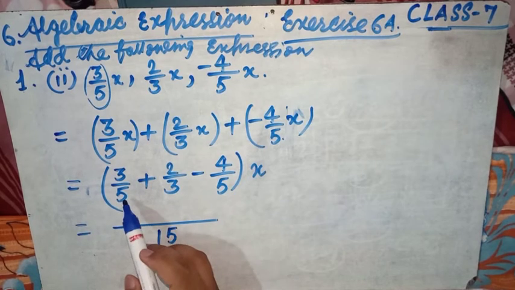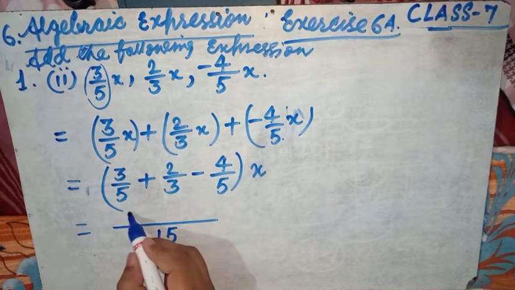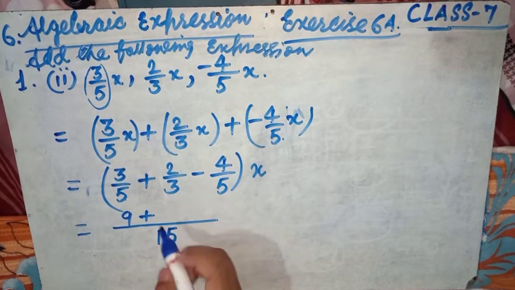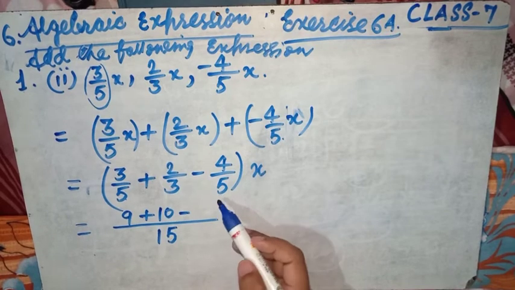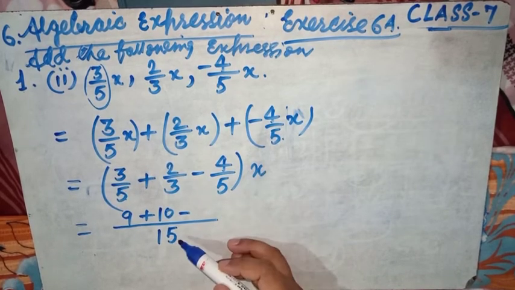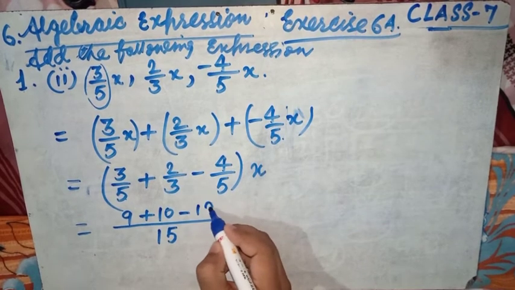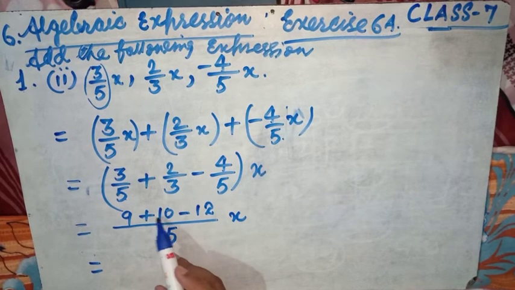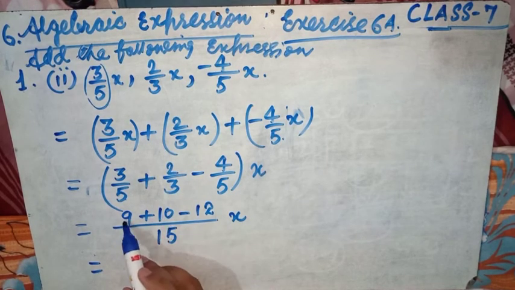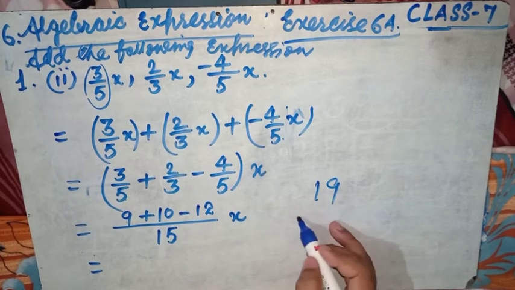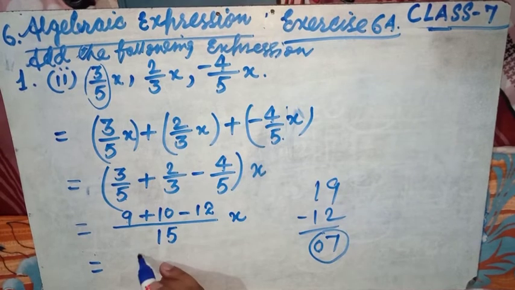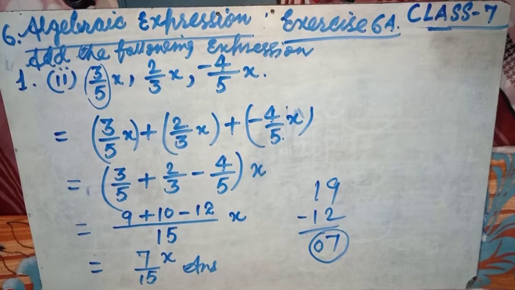Now divide this LCM by this one, 3, multiply by 3, 3 threes are 9, plus divide this LCM by 3, 3 fives are 15, 5 multiply by 2, 10, minus divide this 15 by 5, 5 threes are 15, 3 multiply by 4, this is 4 threes are 12, and this is x. Now these two numbers are plus, 10 plus 9, 19, and this is minus 12. Subtract 19 minus 12, this is 7, and this is x. That means here is the 7, here is the x, and 15. So this is your final answer. I hope you will understand.